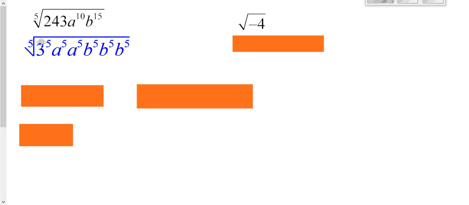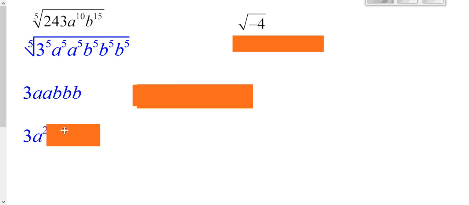Now, any of these 5th powers will be canceled out by this 5th root. So that's going to leave us with just the 3, the a, the second a, the b, the second b, and the third b. In other words, a times a you would write as an a squared, and b times b times b you'd write as b cubed.